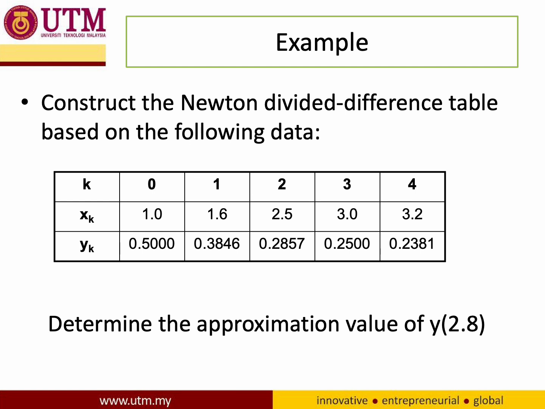If you look at this question, it is the same table as before, but now they want you to find the value at 2.8. So 2.8 is over here. You can see the h is not uniform here. But I think this is the same question as before, so we need to use the Newton divided difference for this problem.